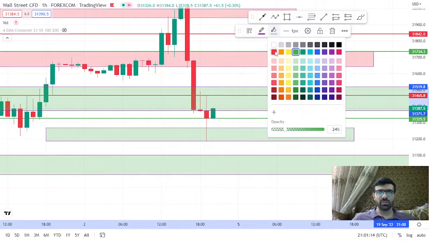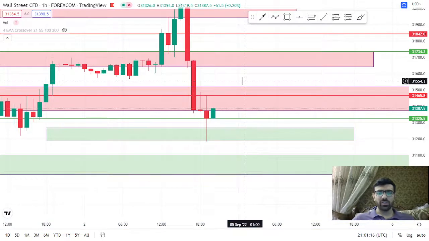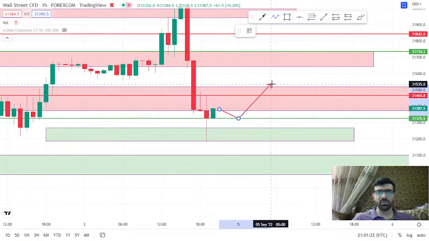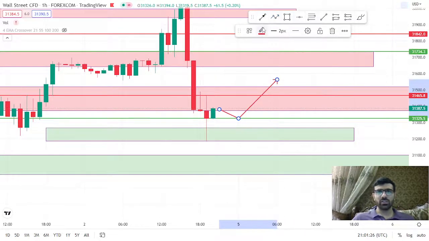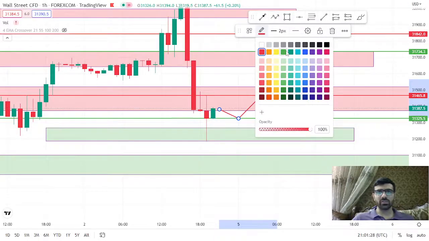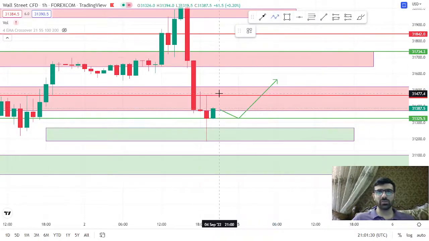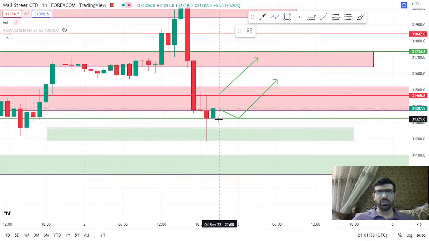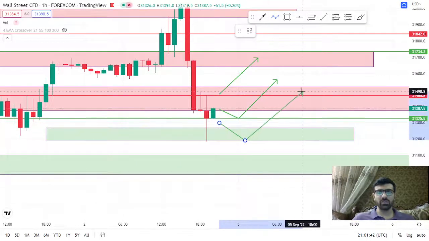So let me mark this area in red color. So how are we going to trade this pair? If the market respects this area again, then maybe we can go look for a long opportunity from here. And let me mark its color to green. And if on the other hand the market breaks past this area, then maybe we can go long straight away. And if the market tests this area and is able to go long, we will go long from here.